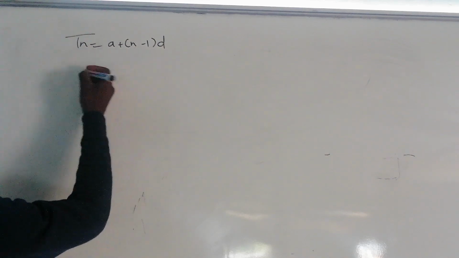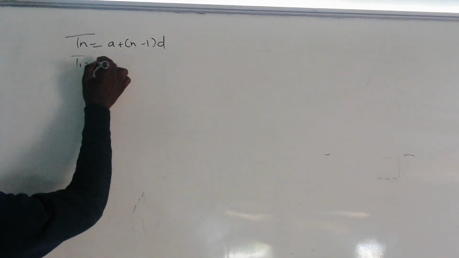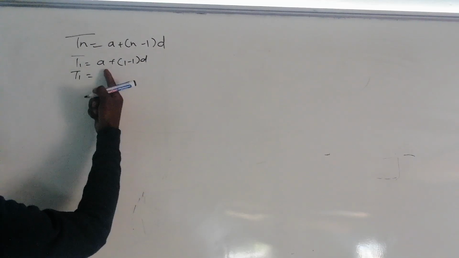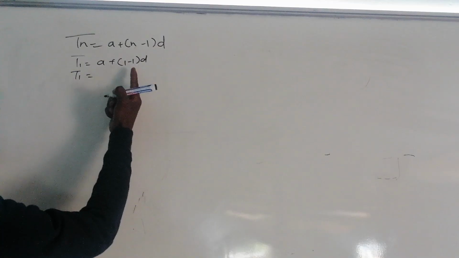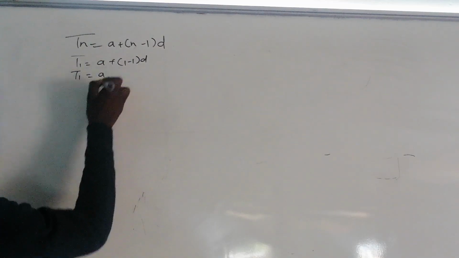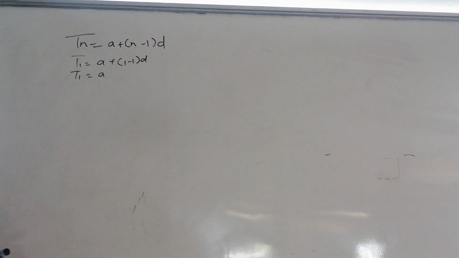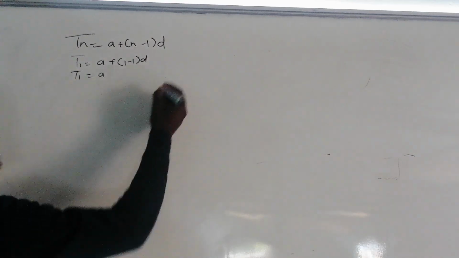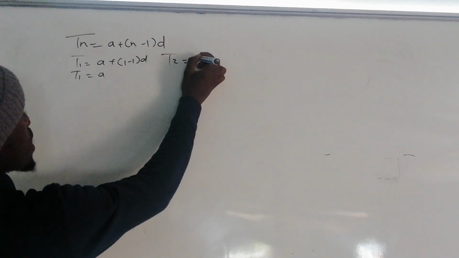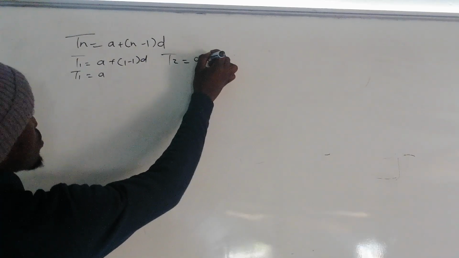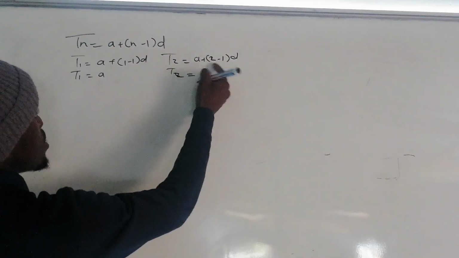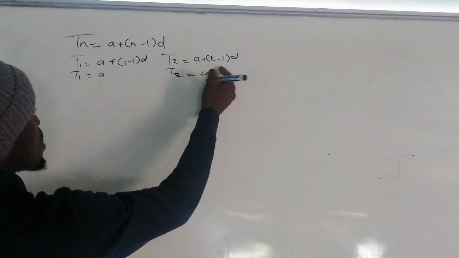So let me show you how a is the first term. Where does n go? 1, since a is the first term. a plus (1 minus 1)d. Therefore T1 equals a, because 1 minus 1 is 0, and 0 times d is 0. So I just showed you how a is the first term. Term 2, where does n substitute? 2. a plus (2 minus 1)d. Therefore T2 is a plus d, since 2 minus 1 is 1, and 1 times d is d.